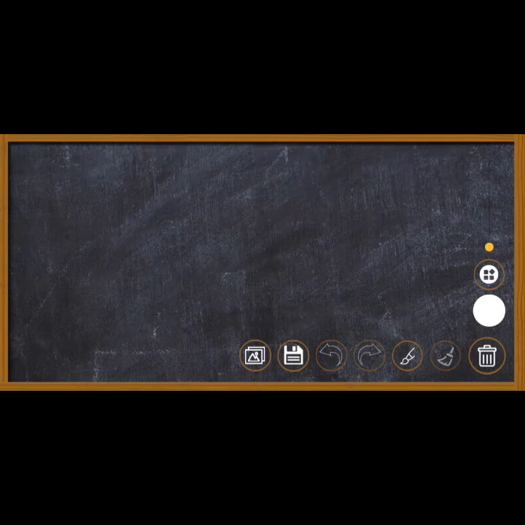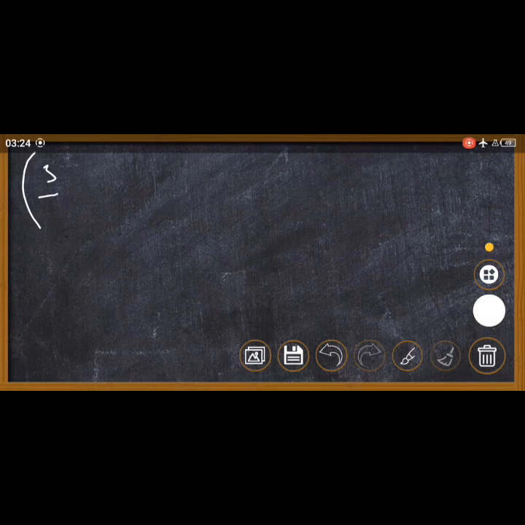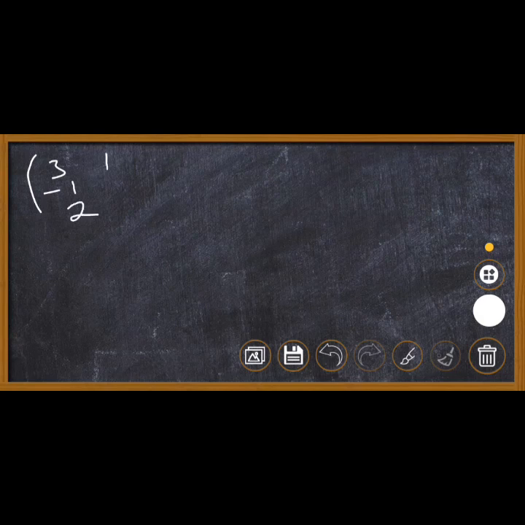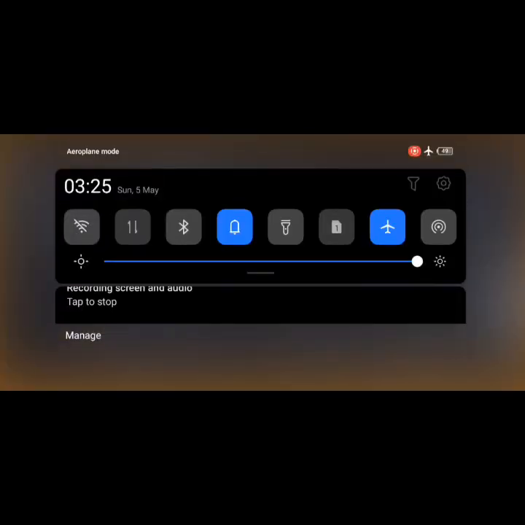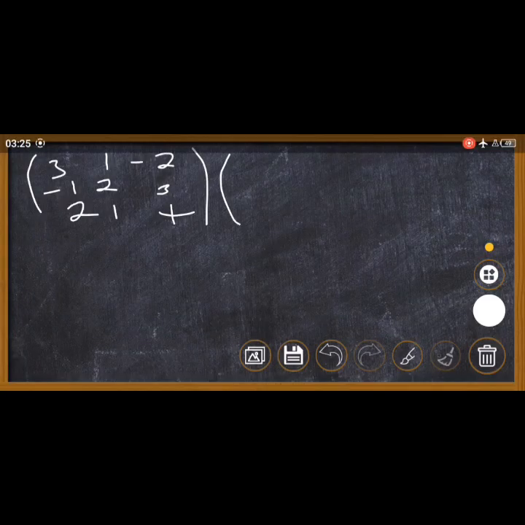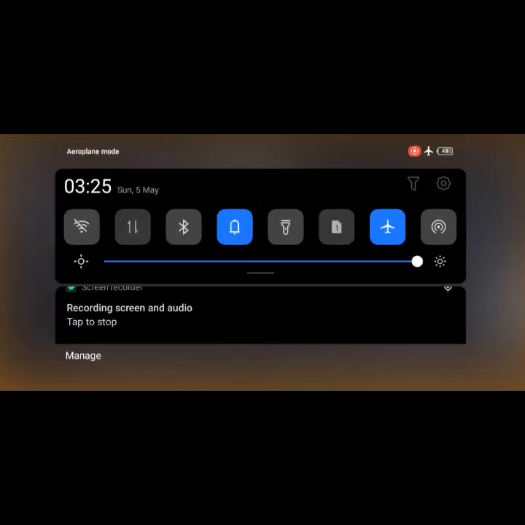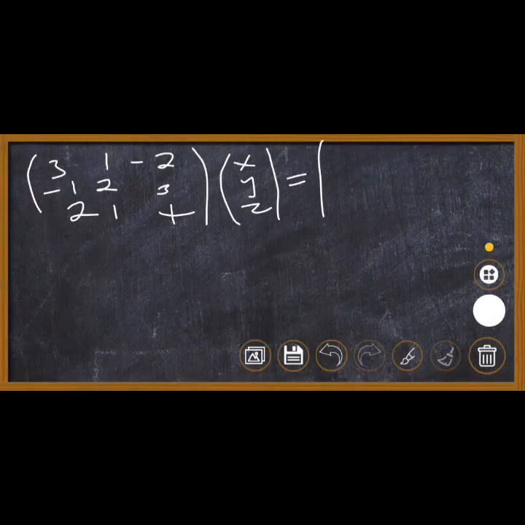Now remember, our general matrix was 3, negative 1, 2. And then here we had 1, 2, 1. Then here we had negative 2, 3, 4. Okay, let me just write that properly. So here we had this equal to, sorry for that, 4, 1, and then negative 2.